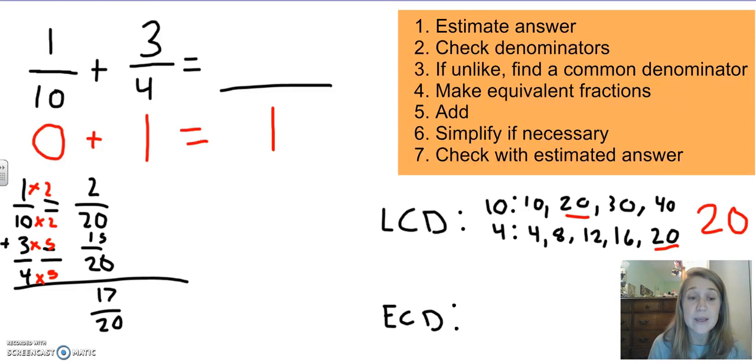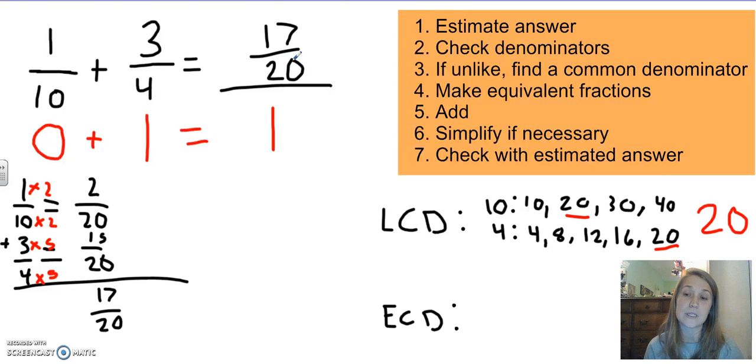Because when I estimate my answer using my benchmark fractions of 0, 1/2, and 1 whole, I can see that 0 out of 20 pieces would be close to 0, 10 out of 20 pieces would be close to 1/2, and 20 out of 20 pieces would be close to 1 whole. I have 17 out of 20, which is closer to 20 out of 20. So it is close to 1 whole, so I know that my answer is correct, 17 20ths. So that's how we would find it using the least common denominator.